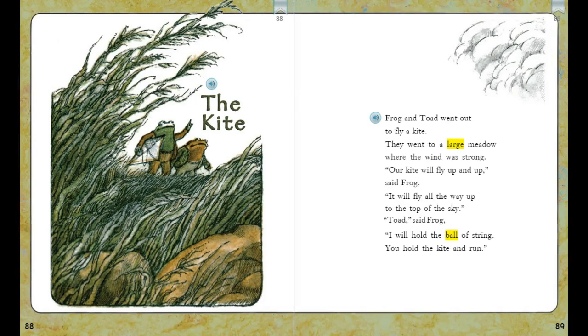All right. If I had to set a purpose, I know that flying a kite can be hard. So I predict that Frog and Toad will have some problems when they try to get their kite to fly. I'm going to read to find out what happens. What's your purpose for reading the story?